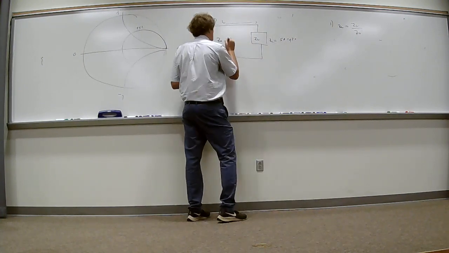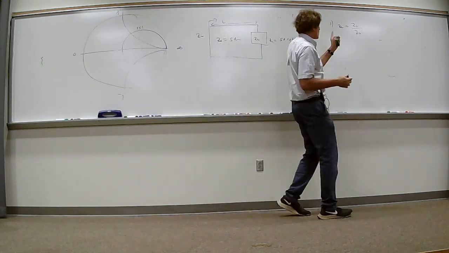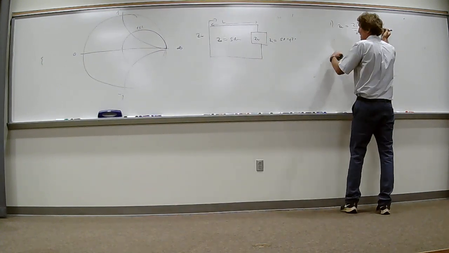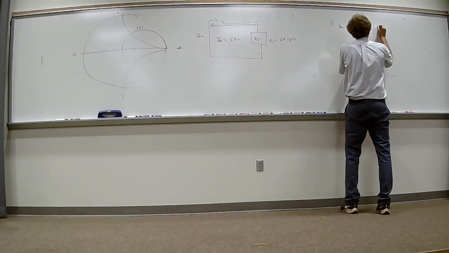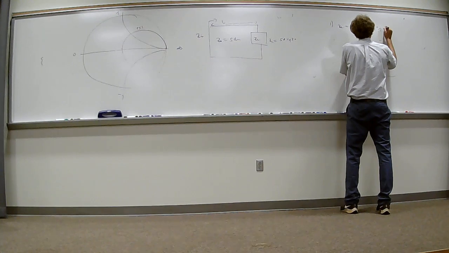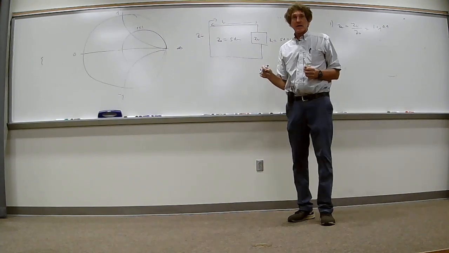And I'm going to assume Z naught is 50 ohms. All right, so when we normalize this, we end up getting 50 plus J 20 over 50, so I have 1 plus J, and it would be 2/5 or J 0.4. Can you all see that, class?